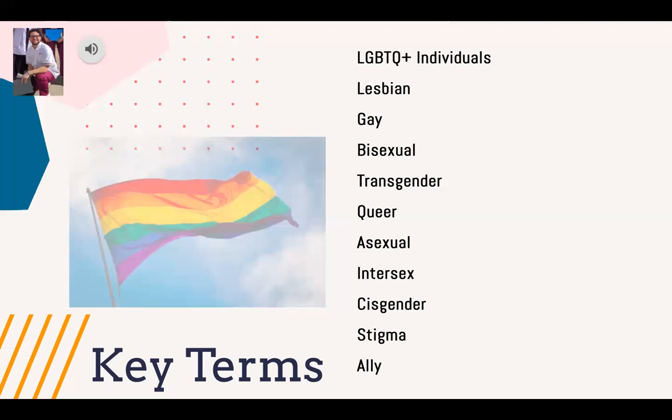Intersex. Intersex is a variation in sex characteristics, including chromosomes, gonads, or genitals that do not allow an individual to be distinctively identified as a male or female. Cisgender. Cisgender, or cis, describes a person whose sense of personal identity and gender corresponds with their birth sex, or the sex that was assigned at birth.